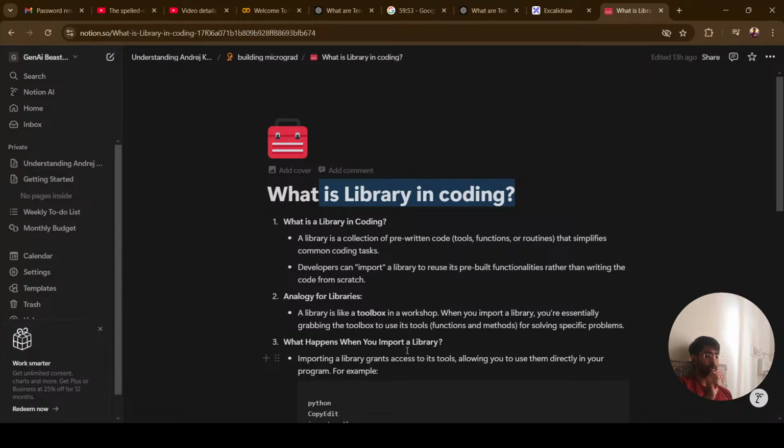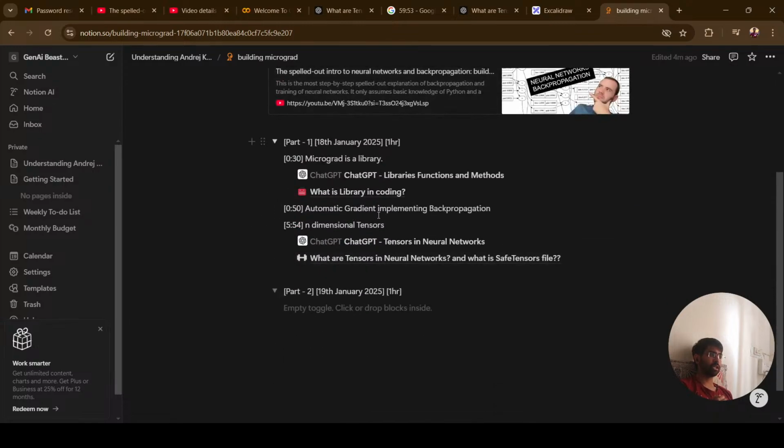I'll just reiterate. Micrograd is a toolbox to create neural networks, which has tools, which are called functions or methods, that help in creating this neural network. So this is done. Afterwards, he talked about backpropagation. So what is backpropagation?